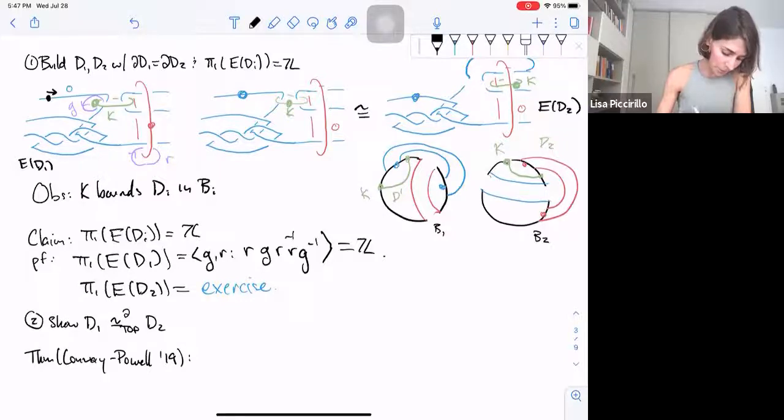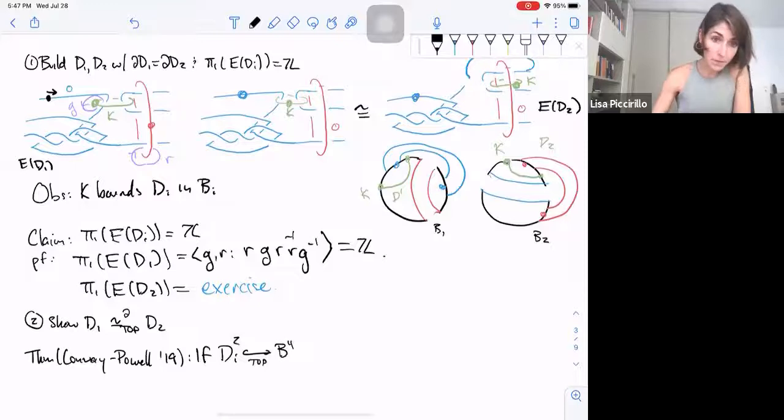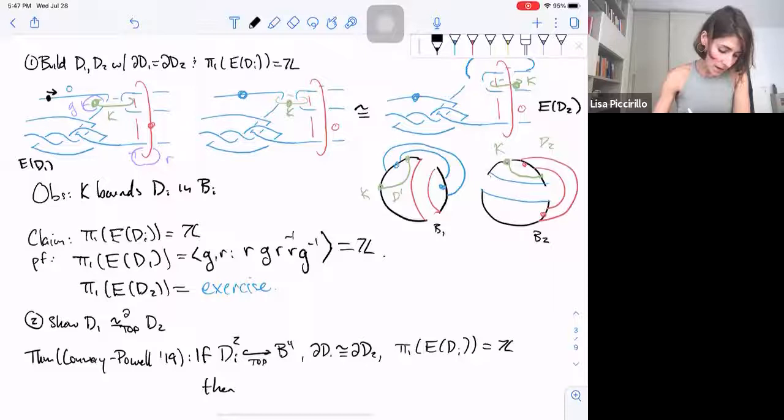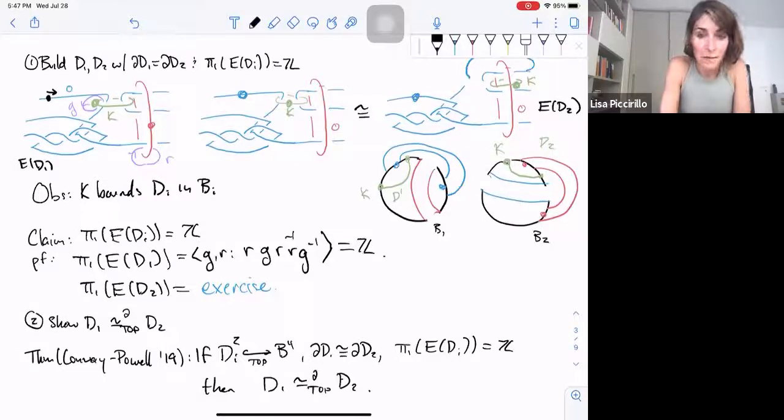This is due to Conway and Powell a couple years ago. They said that if you have a pair of disks, just topologically embedded in B4, these disks have common boundary, and these disks have pi 1 Z. That's why we wanted that. Then you're all good. They're topologically isotopic, even rel boundary. So we get out of that without doing anything, unless you want to invite one of them here and tell them to prove the theorem for you.